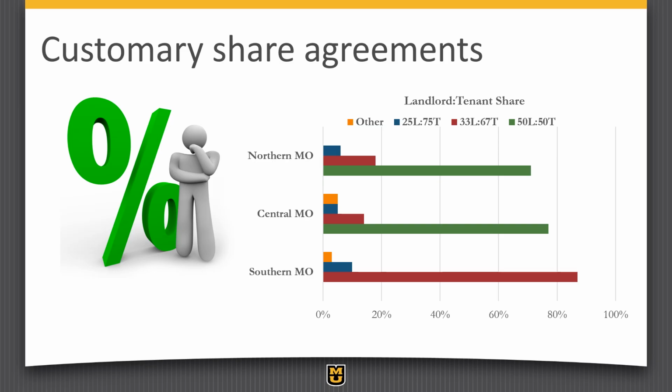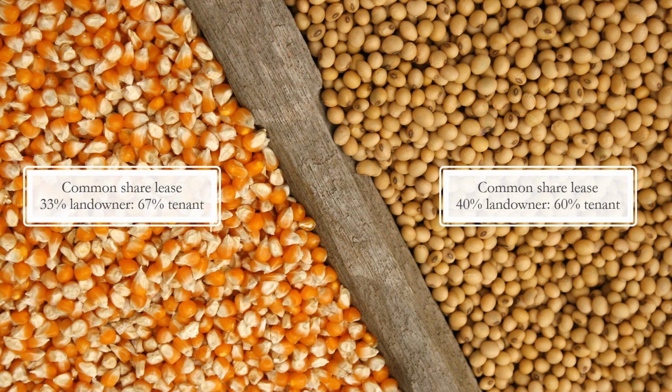Not every share agreement is 1/3, 2/3. This split is very common in southern Missouri. But central and northern Missouri have more 50-50 share agreements than 1/3, 2/3 share agreements. Other share agreements include 25-75, 30-70, and 40-60 splits. Local customs may affect the share. For example, corn may have a 1/3, 2/3 share, while soybeans grown on the same land may be split 40% landowner, 60% tenant. The share should be based on the relative contribution of each party.